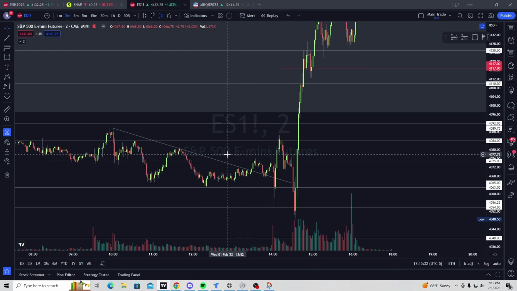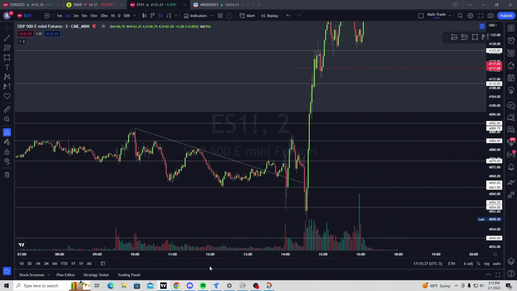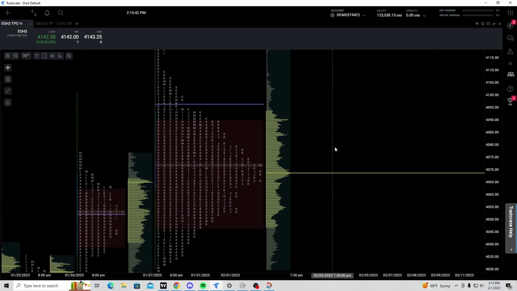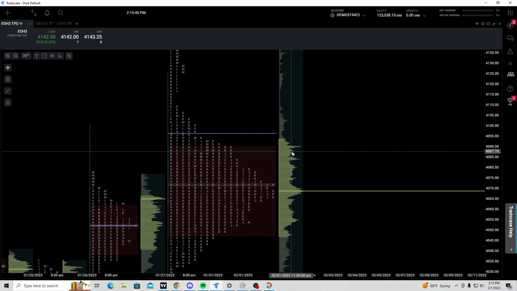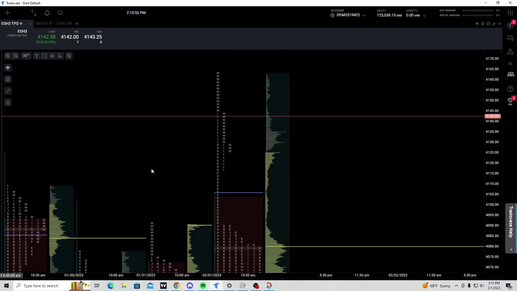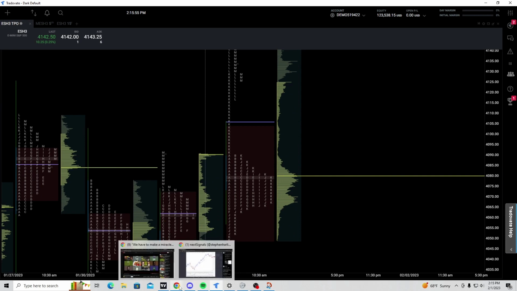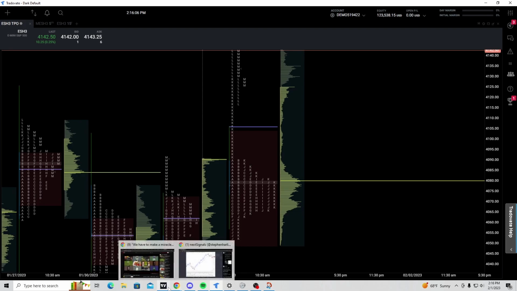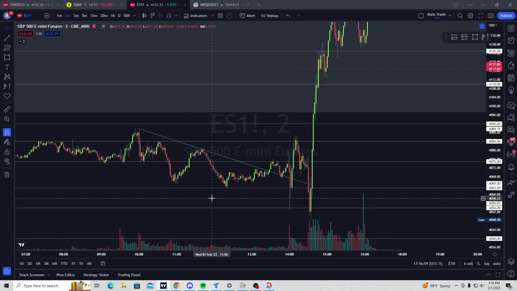But let's take a look at these levels. A lot of these levels I get from my time spent on the TPO chart. A lot of you might not know what this is. It's just a time profile, similar to a volume profile, but instead of volume, it's by time. Obviously, it shows the volume here as well, but this is the time profile. So that's where I get all my levels. I'll do a lesson on it in the future, just because I think it's a crucial part of trading and something that everyone can have in their arsenal, just to be aware of some of these levels that people look for.